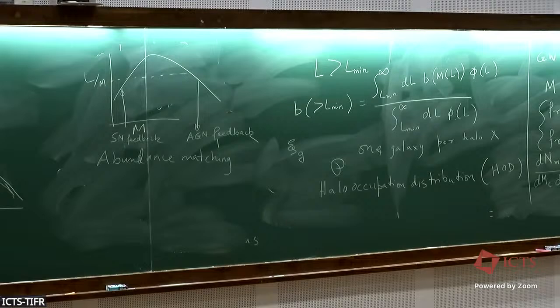dN_merge. Now dN_merge will depend on both z and z_f, okay, because the merger timescale has gone in. So times dn(m, z_f) dm. So halo mass function at some early time z_f.